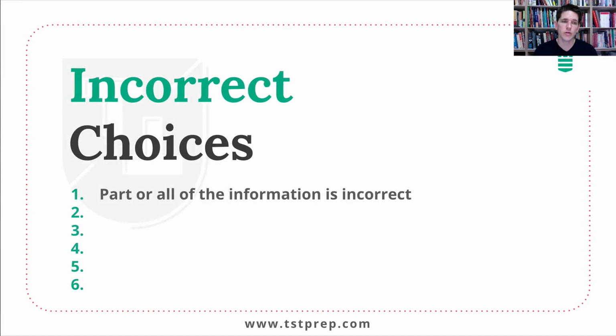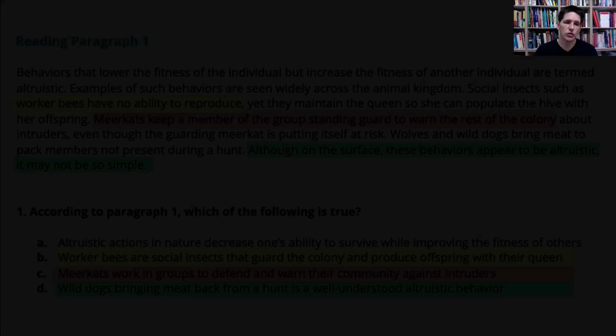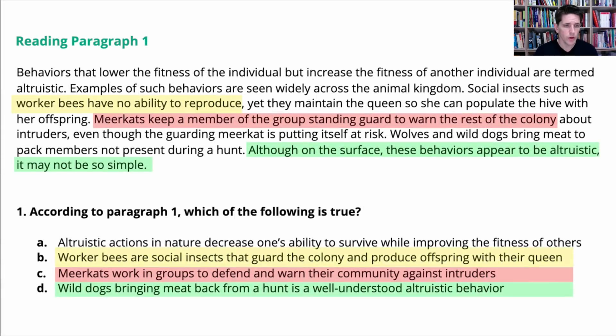Really, you're going to grow and you're going to learn more through you actually doing this stuff. All right, incorrect choices. So how do you make an incorrect choice? Well, the first thing is part or all of the information is incorrect. So which of the following is true? So I'm going to pick on the highlighted parts here.